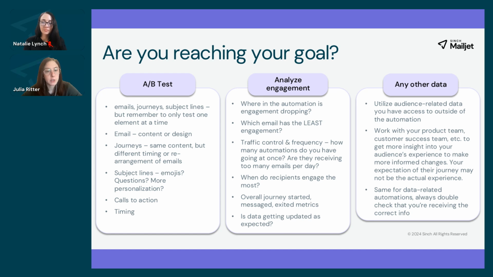The overall journey: started, messaged, exited metrics. When you're looking at this, you don't want to just look at individual parts of your automation. You want to look at the holistic view. How many people are starting? How many people were messaged at a certain period of time and exited? Are people exiting more than they're messaged? Because then they could be exiting too early. And why are they exiting too early? Is it a problem with your automation? Are they unsubscribing? What's the root cause there?